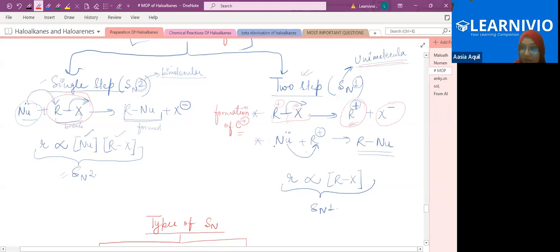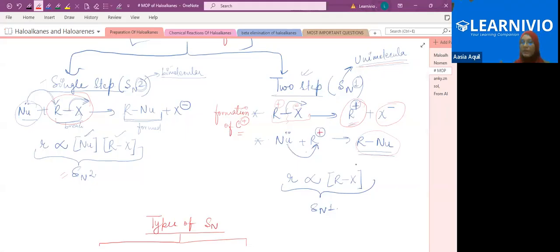So what happens, this nucleophile, because it is nucleus loving, right? And you can see here there is a positive sign, a carbocation. So this nucleophile just attacks this carbon center, on this carbocation, and it will form a new bond with the nucleophile, R-Nu, and it will form the product.